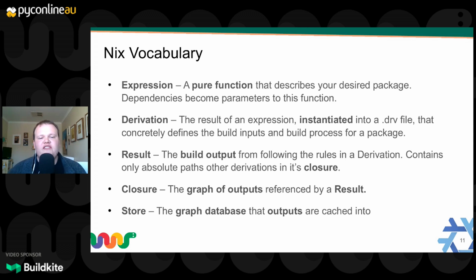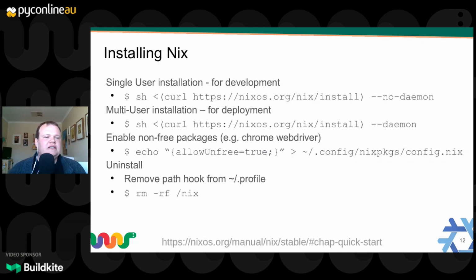The result is the build output from following the rules given in a derivation. It contains only absolute paths of other derivations in its closure. And this is what you would typically be installing. The closure is the graph of outputs referenced by a particular result, and these are all loaded into the Nix store. And the Nix store is the graph database that all the outputs are cached into.